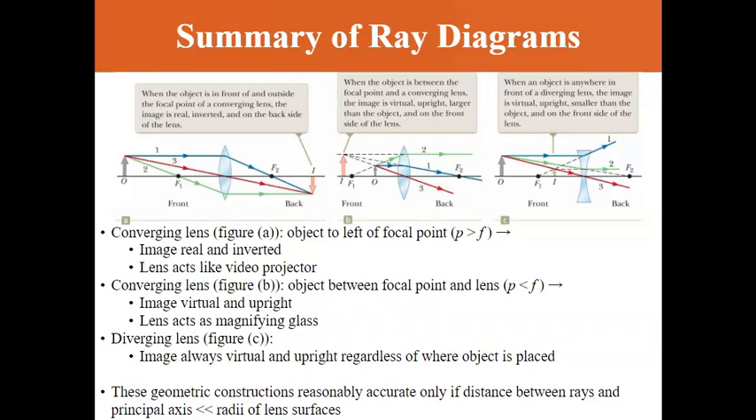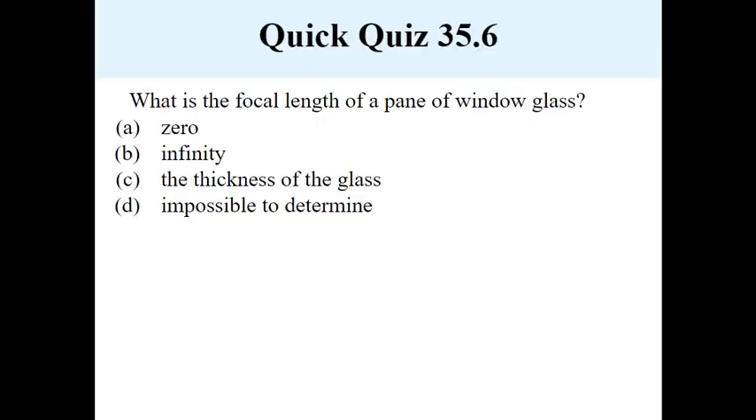Also, we're assuming that the rays here are making small angles with the axis, and that the curvature of the mirror is much bigger than the distance between the principal axis and the rays. So basically, we're saying that the lens itself is much bigger than the light rays coming off the axis. Which, again, unless otherwise stated, we'll assume that the lenses and mirrors we deal with can all be shown through ray diagrams. So what is the focal length of a pane of window glass?